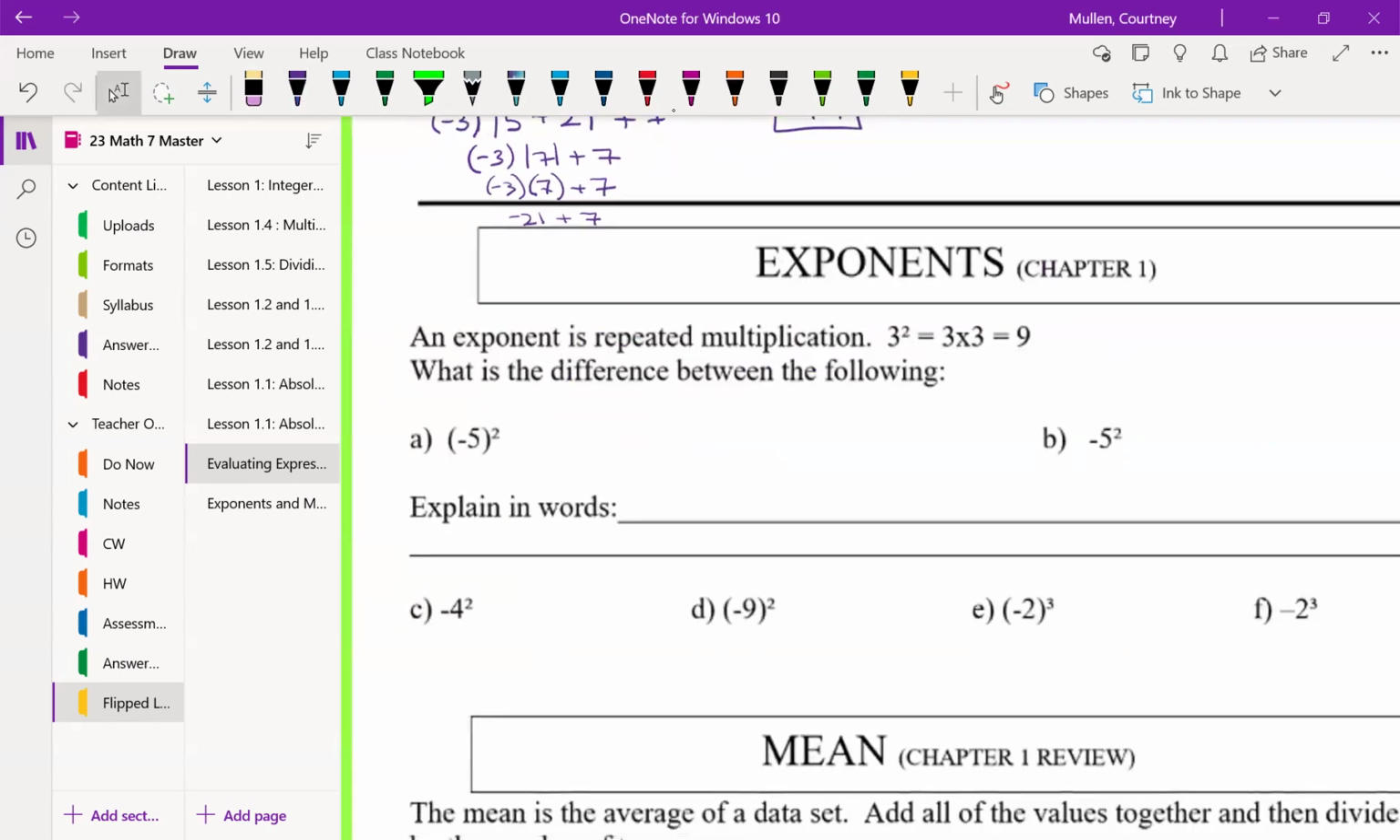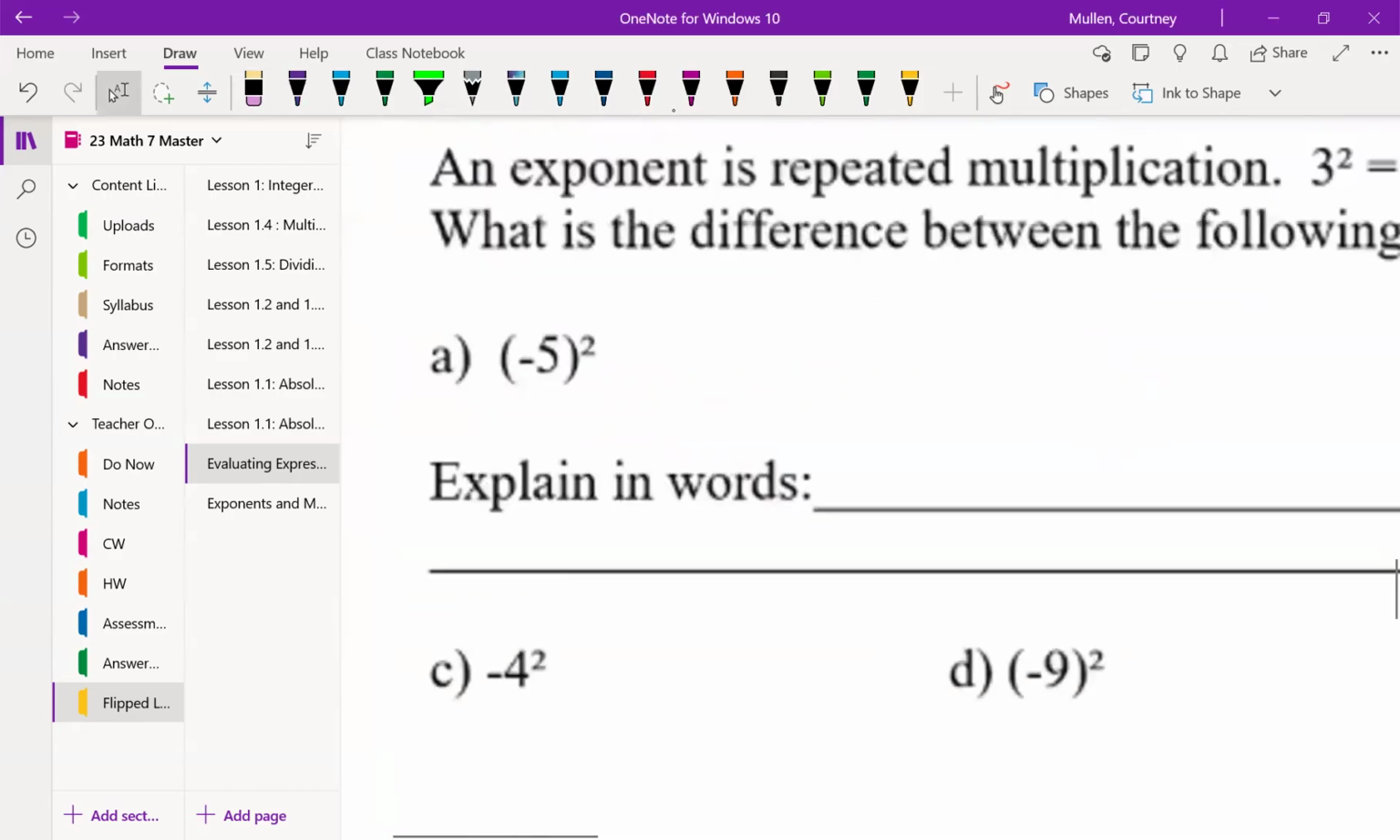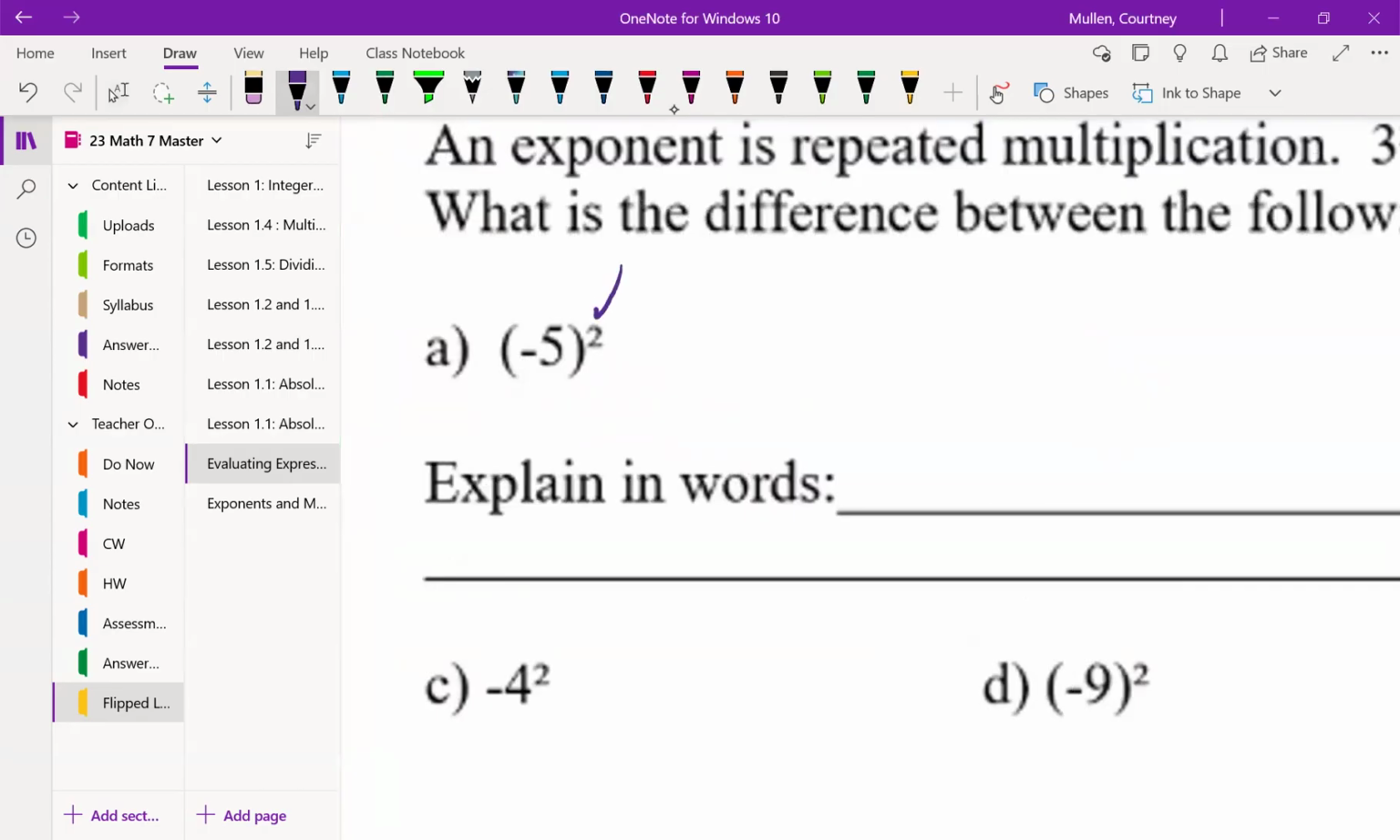Now let's talk about exponents. An exponent is repeated multiplication. And I know you've seen exponents before, but I just want to clarify one specific rule. When there's an exponent of 2 outside of parentheses, this expression means -5 times -5. And that would get us positive 25.